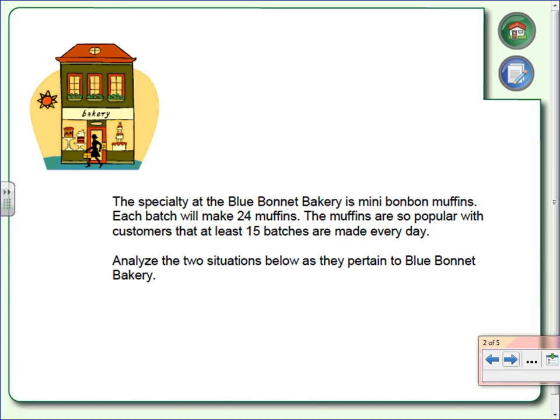So how much is a batch of muffins? 24. Also notice here it says that it's so popular that every day they need to make how many batches? 15. So think about that. They're making 15 batches every day. And how many muffins are in the batch, do we say? 24. So how many muffins altogether are they making every day? 360. 360 muffins every single day. That's how many they're making. Keep that in mind. All right, so like I said, there's two situations that we're going to be working with.